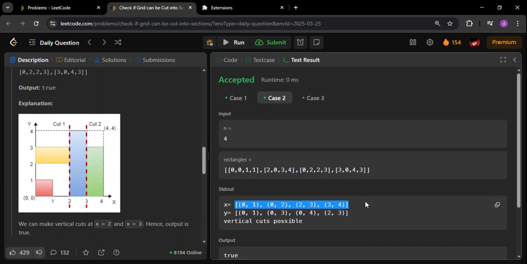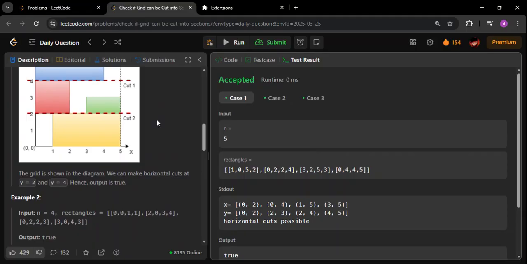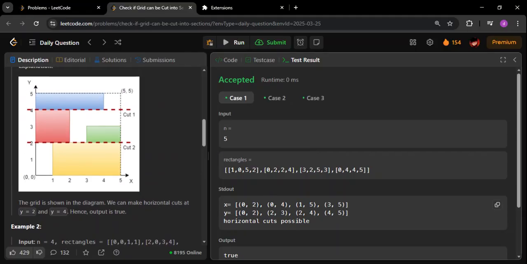Okay, so if you see where it is coming, at this position the first cut will come. This two is where the first cut will come, and this three is where the second cut will come. Similarly, in example number one, we have to see a horizontal cut, which means basically you have to go for the y. For the y, this is where the first cut will come, and this is where the second cut will come.